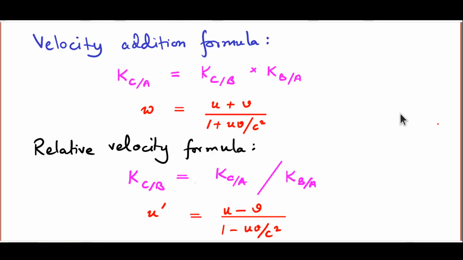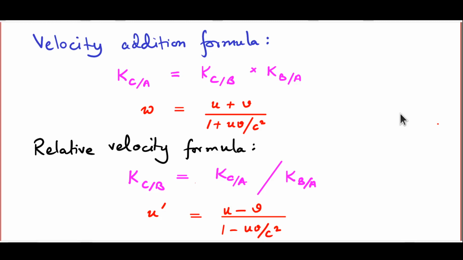Once we have derived the velocity addition formula, its counterpart, the relative velocity formula, comes in almost for free. Just to see how the things are connected, let me rewrite the derivation of the velocity addition formula, at least the salient parts, using a slightly different notation. I have written K_C/A to denote the Doppler factor of Charlie with respect to Alice. And what we had worked out right now shows that the Doppler factor of Charlie with respect to Alice must be equal to the Doppler factor of Charlie with respect to Bob times the Doppler factor of Bob with respect to Alice. And this, when you translate to the corresponding velocities, the velocity of Charlie with respect to Alice being W, velocity of Charlie with respect to Bob being U, and velocity of Bob with respect to Alice being V, translates to W equals (U plus V) by (1 plus UV/C²).